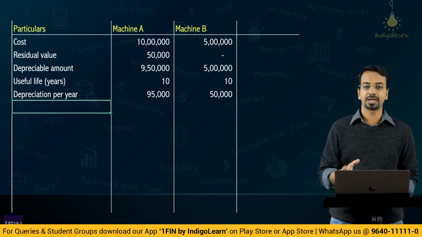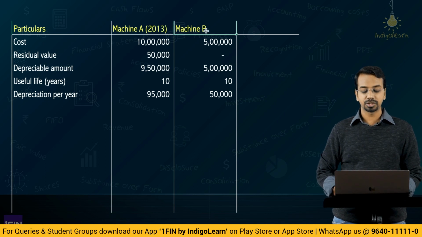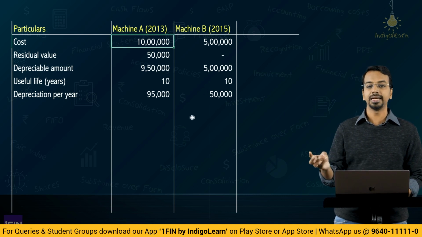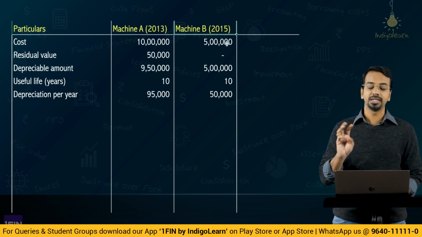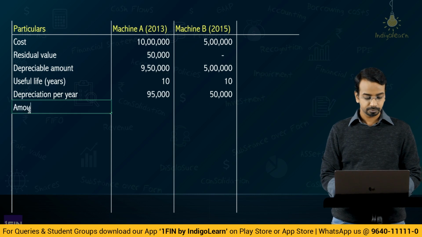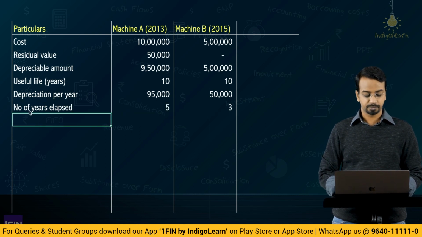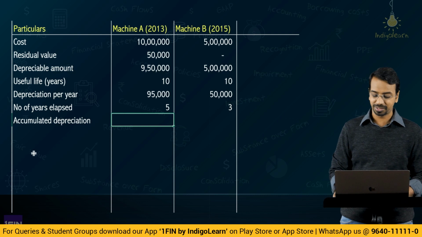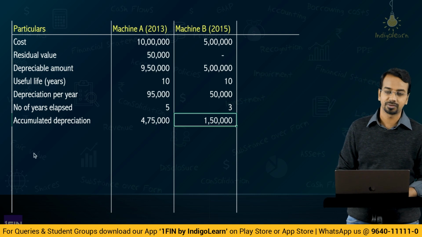Now, how many years have elapsed after we have purchased the machine? Machine A, please remember, was purchased in 2013 and machine B was purchased in 2015. So, for machine A from 13 till 18, so year ending 14, 15, 16, 17, 18, 5 years have elapsed, and for machine B 3 years have elapsed. 5 years for this and 3 years for this. So, how much will be the accumulated depreciation? Simple, 95,000 multiplied by 5, 475, and 50,000 multiplied by 3, 150.